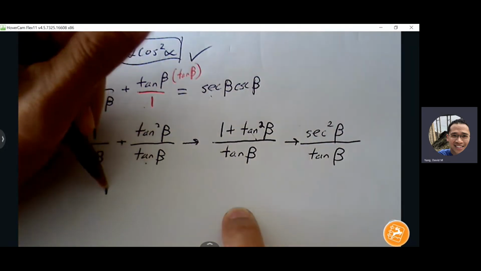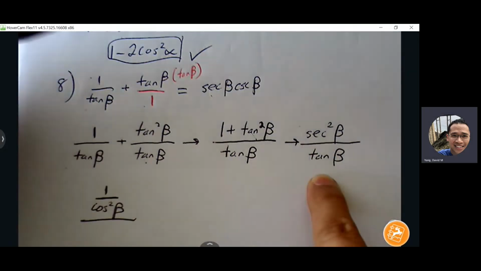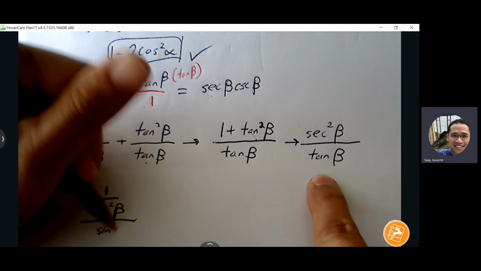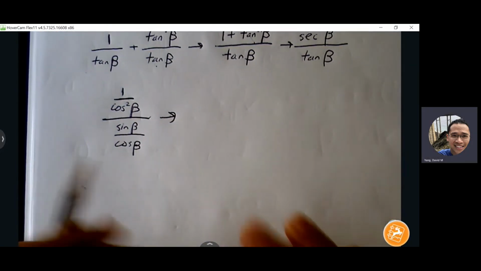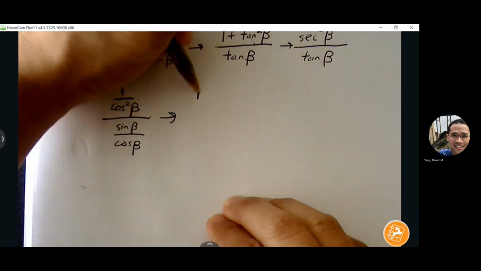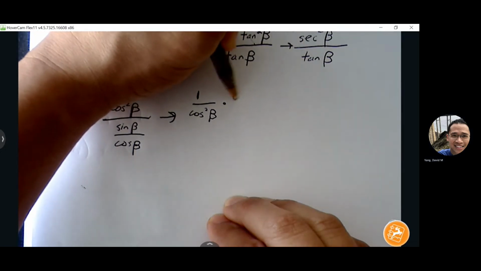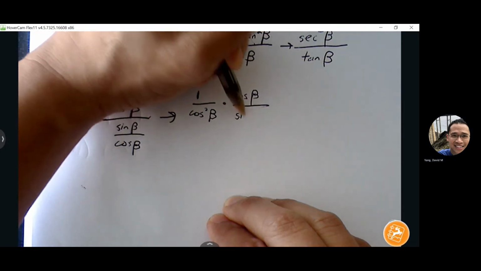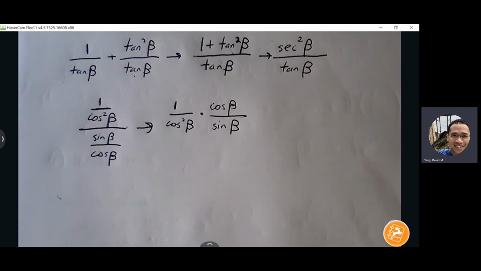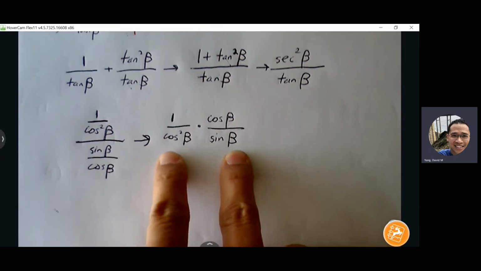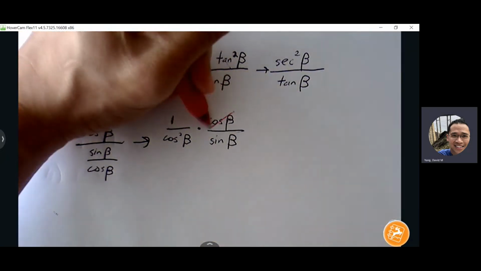So secant squared can be written as 1 over what? Cosine. And then tangent can be written as sine over cosine. Okay, my denominator I can always flip to the top and put a multiplication sign between. So I'm just flipping it and making a multiplication. Now this feels a little more familiar, right? What can I do to clean this up? Get one of the cosines to go away.